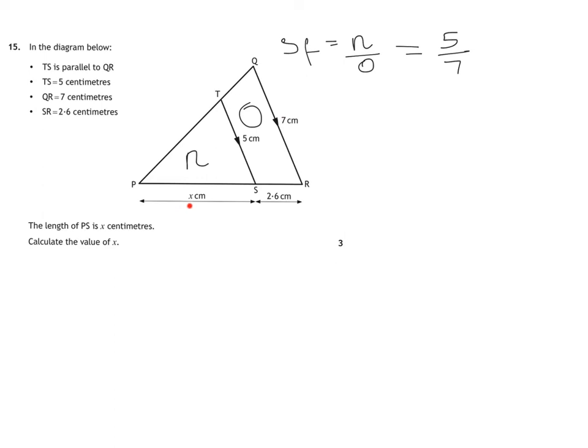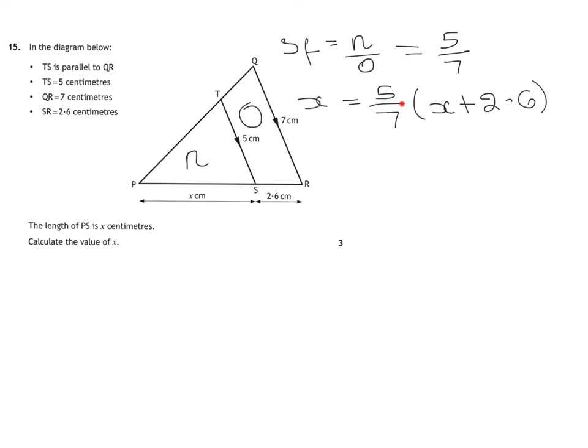Now we need to work out our x. So our x is equal to the scale factor times the old side. So new side there, x. The old side is all of this together, so that is x plus 2.6, that there. So x is equal to 5/7 of (x plus 2.6).